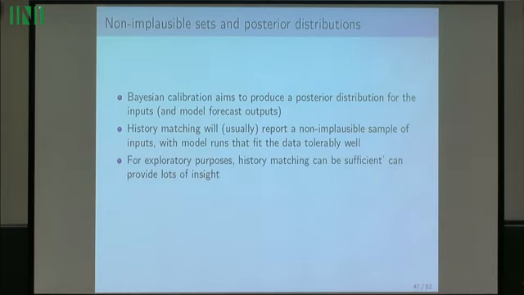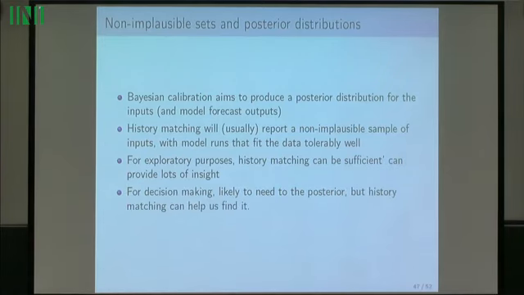And I think if you're at the exploratory stage, this is absolutely fine, and there's probably not a lot of value in agonising over getting a tightly refined posterior distribution. But for decision making, this may not be enough. If you're lucky, then all the non-implausible runs point to the same decision. But if they don't, then I think you've really got to bite the bullet and try to get at the posterior. But even then, history matching is going to be a helpful way to find it.